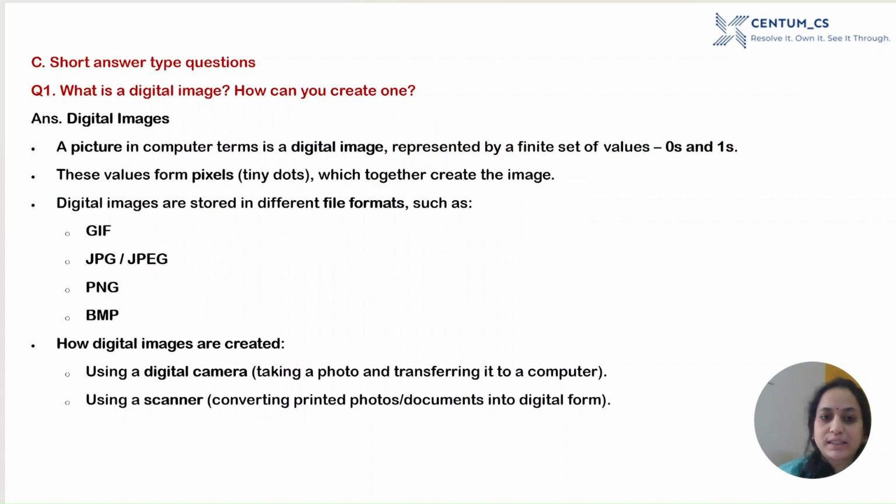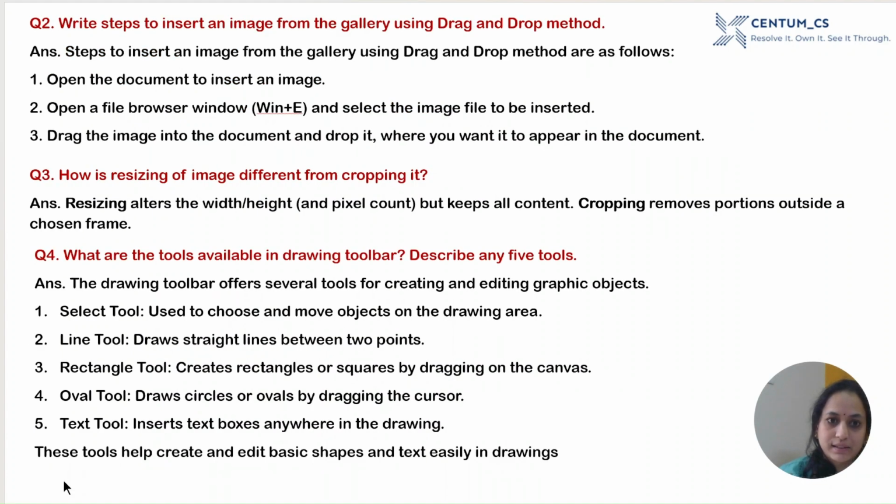Short answer: what is a digital image? A picture in computer terms is called a digital image, represented by the values zeros and ones, and we call these pixels, tiny dots which together create the image. Many formats are available: GIF, JPG, PNG, BMP. Digital images are created using a digital camera or using a scanner.